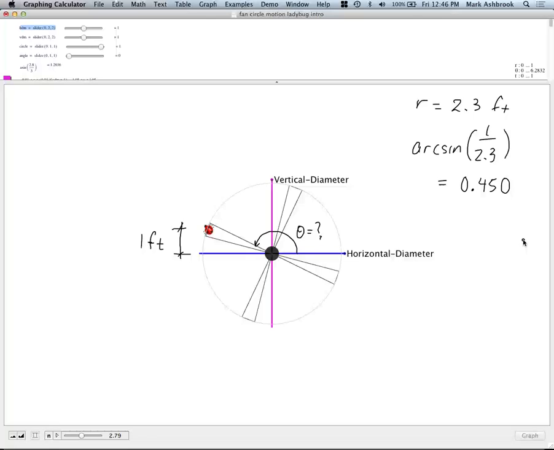What does that number mean? 0.450. Can you interpret it? Is that the angle we want? Is that the answer to our question? Is that a number of feet? Is that a number of radius lengths? Is that degrees? Is that radians? What is this number, and what does it mean in our context here? How about to start with the units? What are the units on this? I heard radius lengths. It's not radius lengths. Radians. It's the angle.